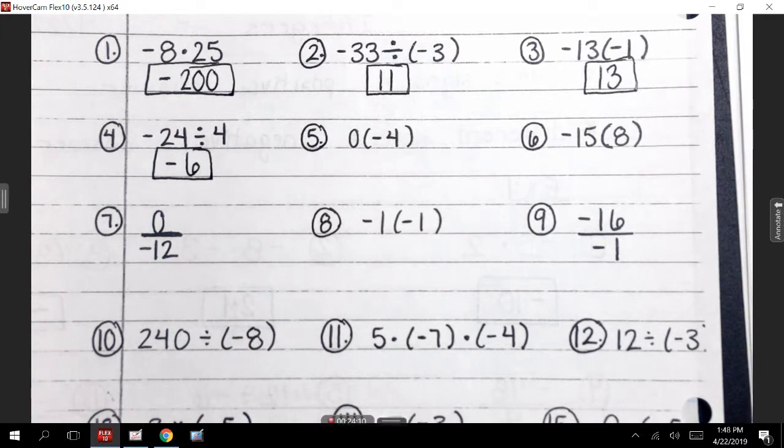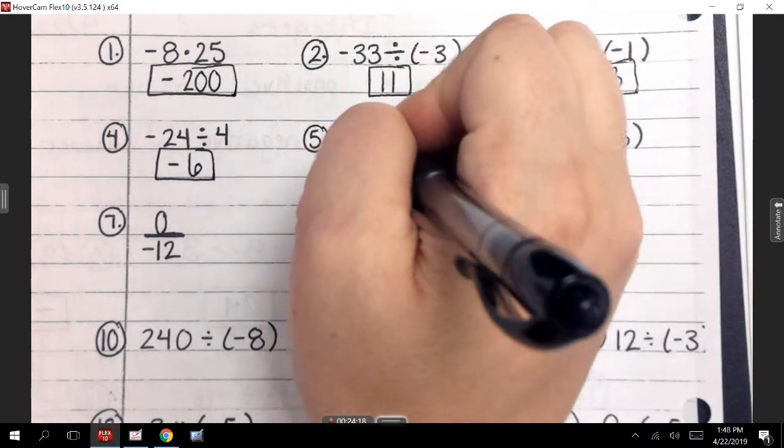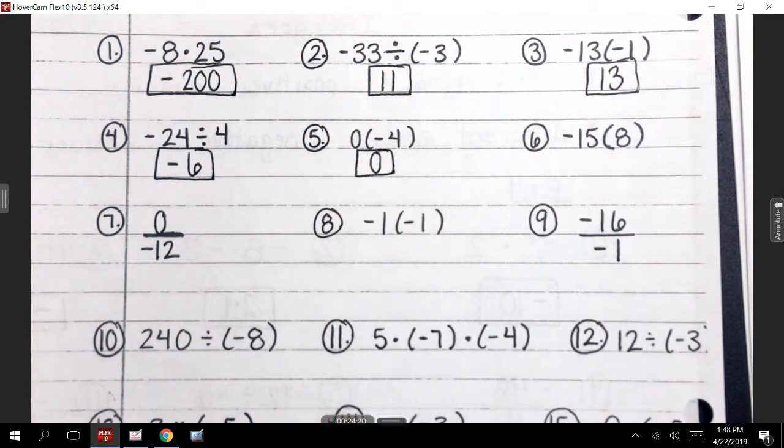No. Why not? There's a 0. And what's anything times 0? 0. Nothing. It's 0. So we do make sure we write 0. We can't just leave it blank. Make sure we put a 0 there. Remember, 0 is not positive or negative, so we just need 0.